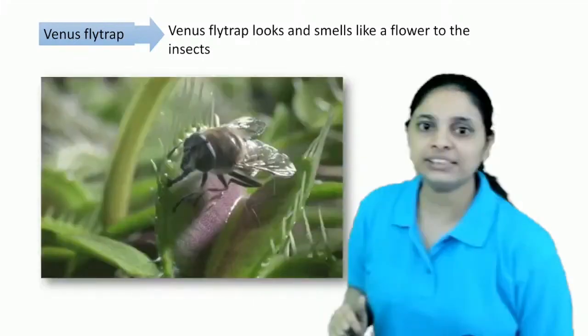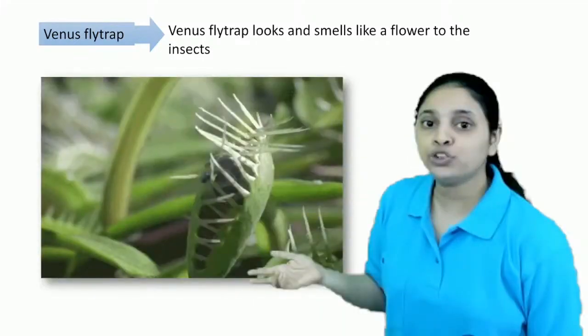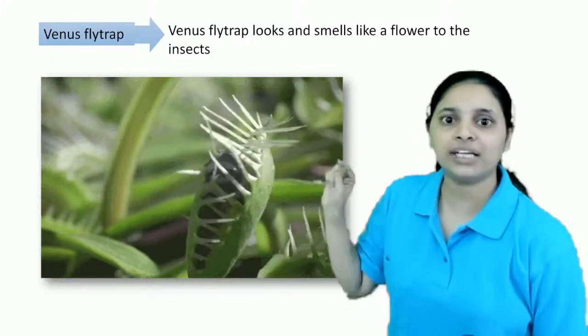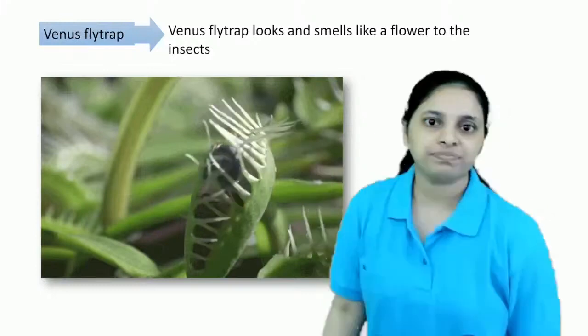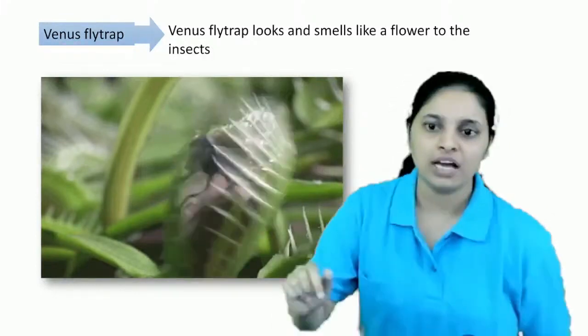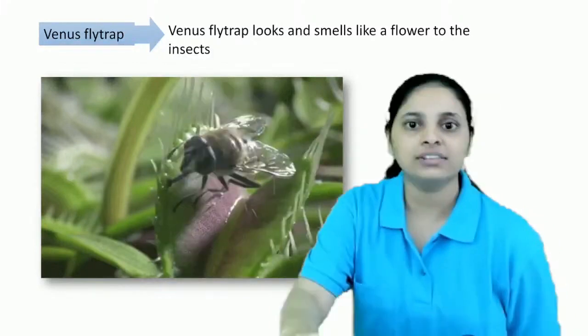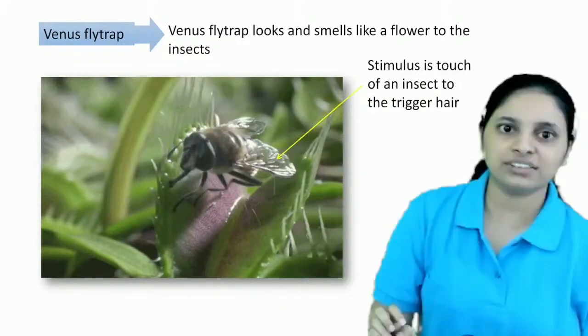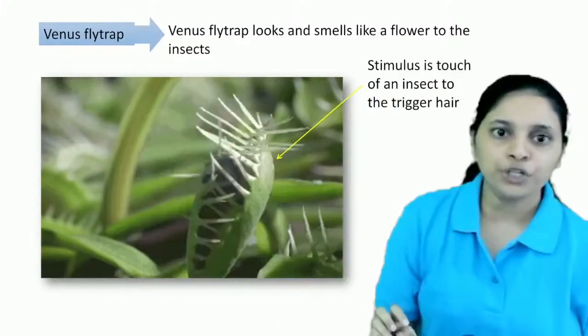See in the diagram, as soon as the insect gives the stimulus of touch, as soon as the insect sits here, there is closing of the plant here, right? This structure is basically closing. What is the stimulus? Touch. Okay. So here you can see the stimulus is touch of an insect to trigger the hair.